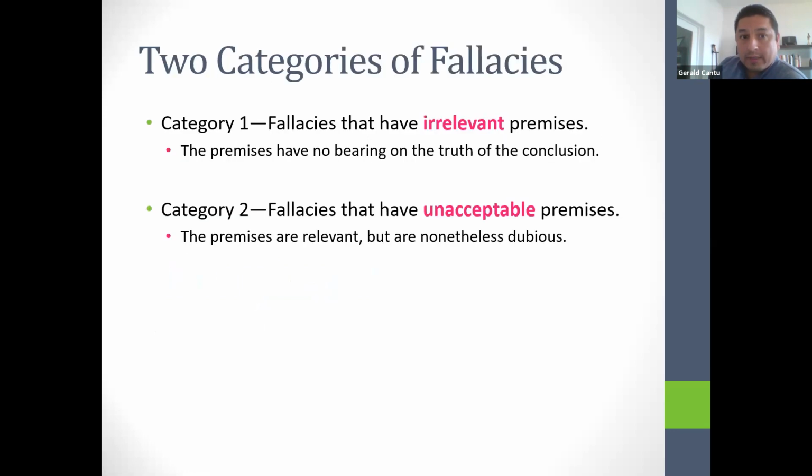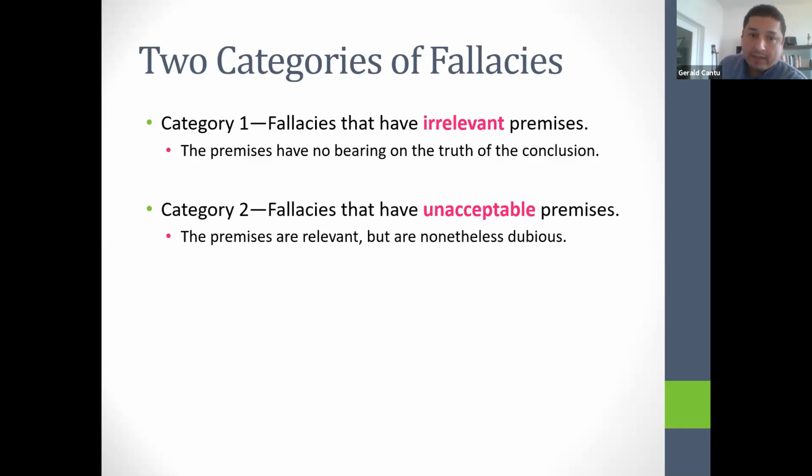Moving on. Okay, so we're going to cover two categories of fallacies in this chapter, chapter 5. There are fallacies that have irrelevant premises. The premises have no bearing on the truth of the conclusion. So notice these are arguments that have bad logic, where the premises aren't actually supporting the conclusion, because in these cases they're just not relevant to what the argument is purporting to establish.